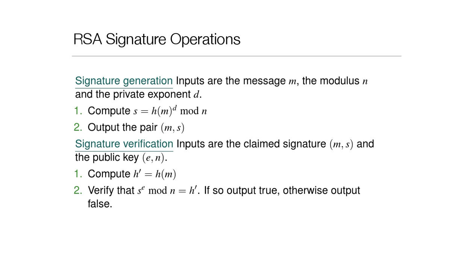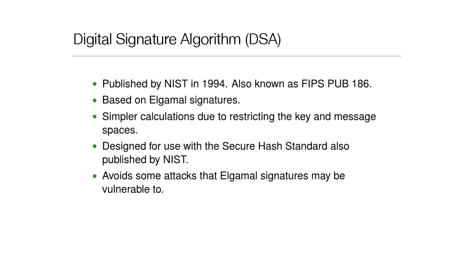Then we have another thing called the Digital Signature Algorithm, DSA, which is published by NIST, that means the National Institute for Standards and Technology, as far as I know in 1994, and this is also known as FIPS PUB 186. This DSA algorithm is based on the El-Gamal signature scheme, not really the El-Gamal, but it has a slight change, but based on the El-Gamal signature scheme.